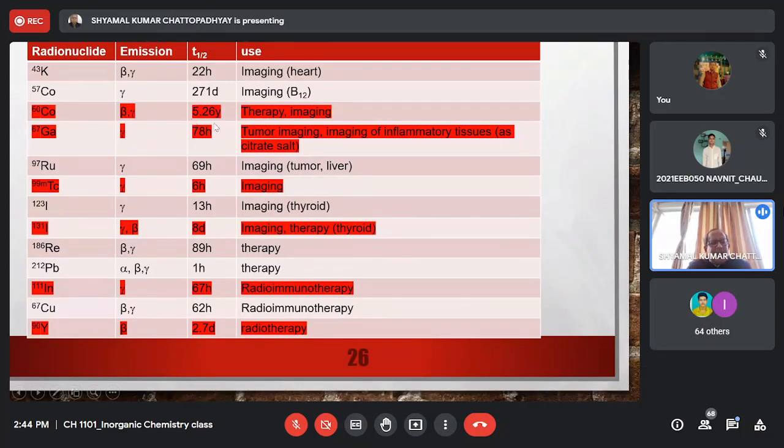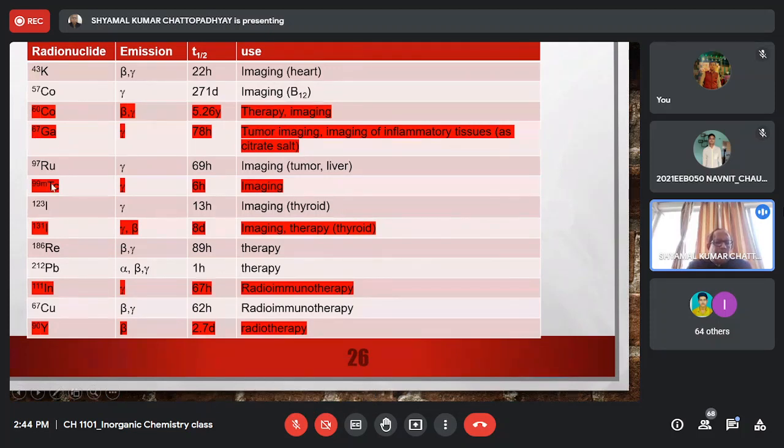Half-life is 78 hours, though it is more than the optimum, but it is obviously much less than either, say, cobalt 57 or cobalt 60, and so it is now a very preferred isotope for tumor imaging, particularly for inflammatory tissues, right? So for inflammatory tissues, imaging with this gallium-67 radionuclide is very important.